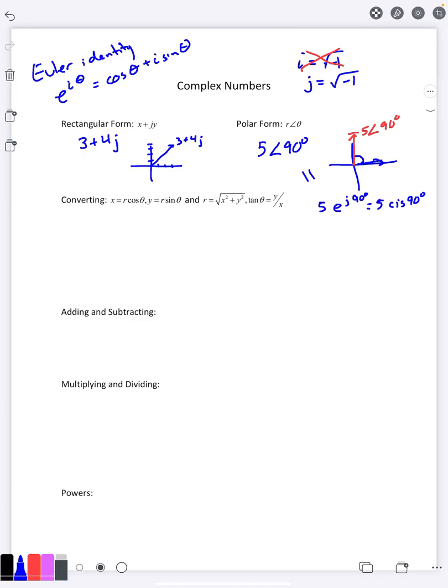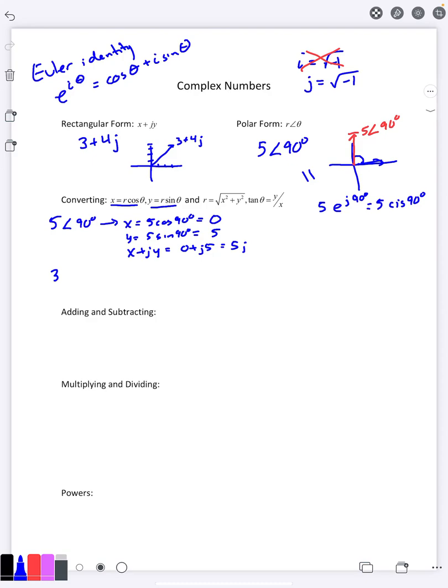Now, if you want to convert back and forth here, we have these 4 formulas that you can use. The easier way is if they give it to you in terms of polar and you want to convert: you use x is r cosine theta, y is r sine theta. So I'd have x is 5 cosine 90. That's going to be 0 because cosine of 90 degrees is 0. My y is 5 sine of 90, which is 5. So x plus jy is going to be 0 plus j5, or just 5j. So that's the number 5 angle 90. If you convert to rectangular, it's 5j.